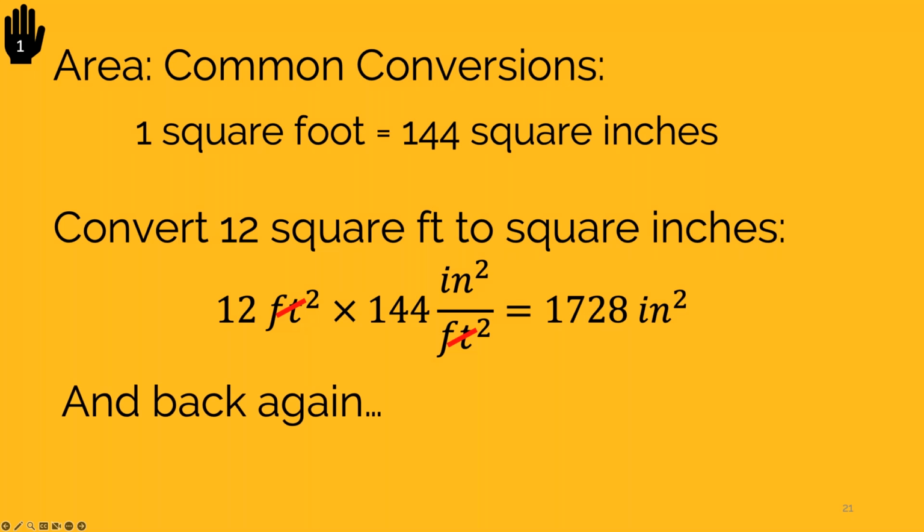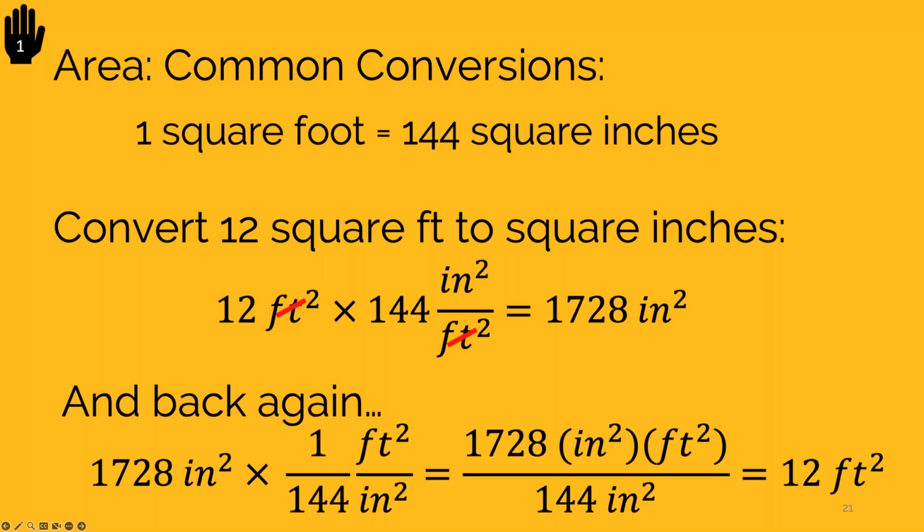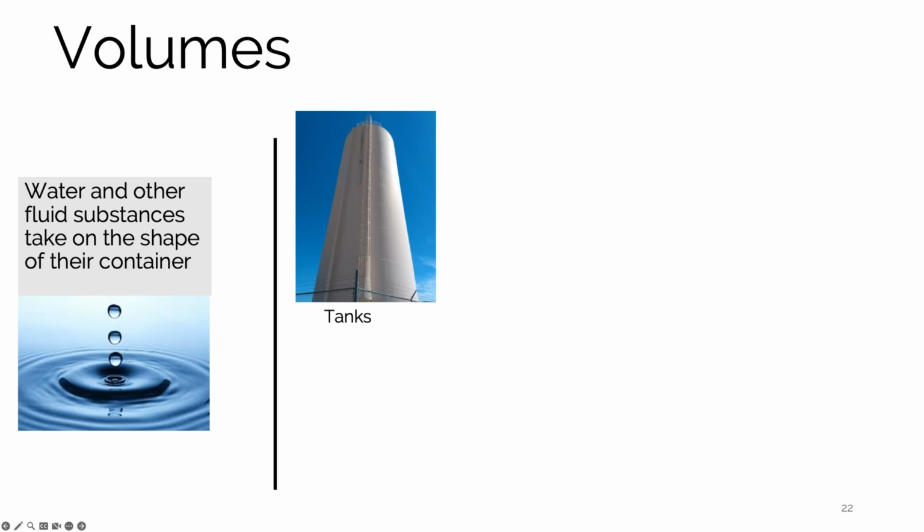Let's move on. If you wanted to move back again, it's the same thing. It's a nice thing about conversion factors: you can basically just flip them and do the math. So if I wanted to work my way backwards from square inches to square feet, 1728 square inches times 1 square foot per 144 square inches. You can see I've just flipped my conversion factor upside down. And again, my units all cancel out, inches cancel out, and I'm left with feet.